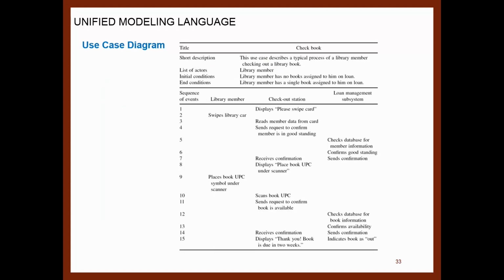So this is the use case description for that first example. As you can see, at the top we have the short description, a list of actors, the initial conditions and the end conditions, and then after that we can see the sequence of events.